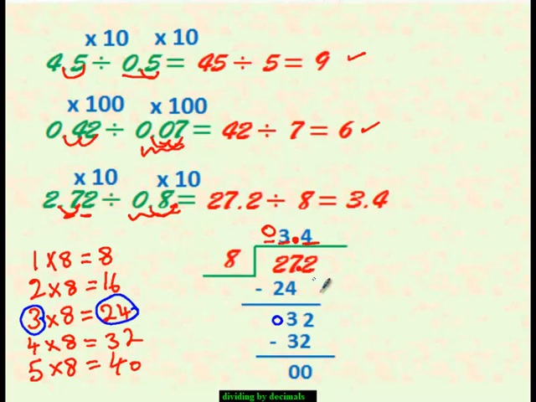Here and here 0. Okay, I'm going to drop down the 2. 32 divided by 8. Here I have 32 by 4. So 4 up and 32 down and 0 0. Happy face. So the answer will be 3.4.